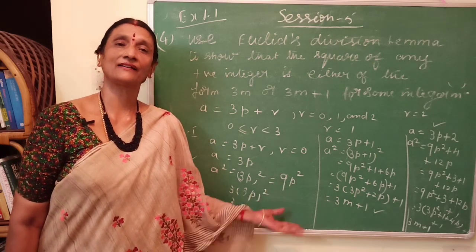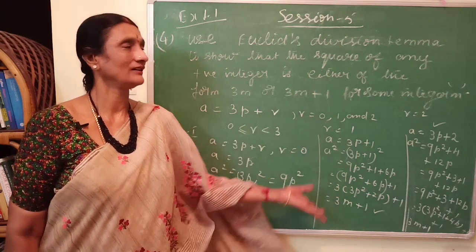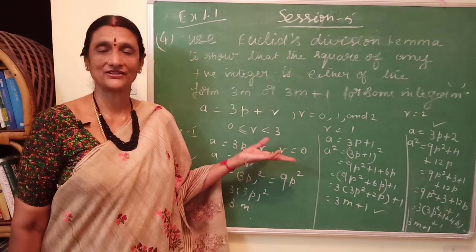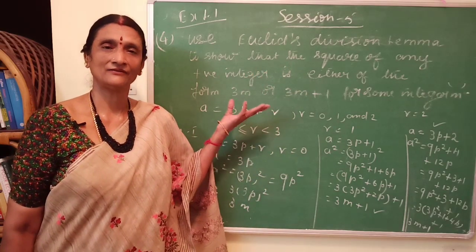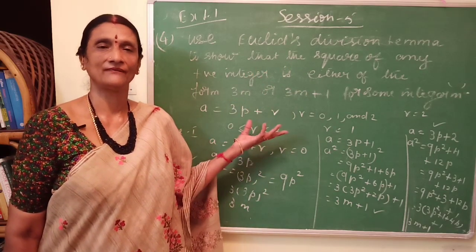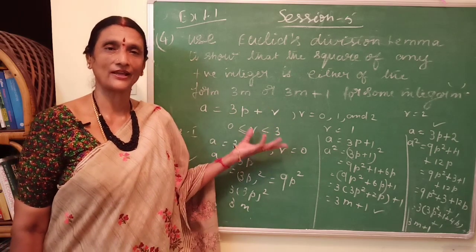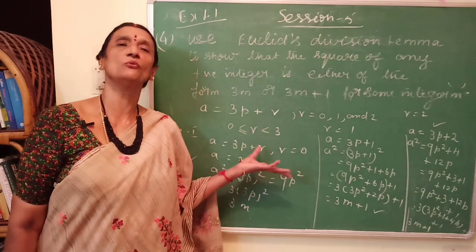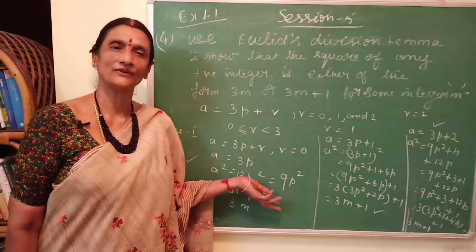Today we have done all these applications for square and then for simple numbers, odd and even, and also we have done the square form. Next we have to do the cube form, which we are going to do in the next session.